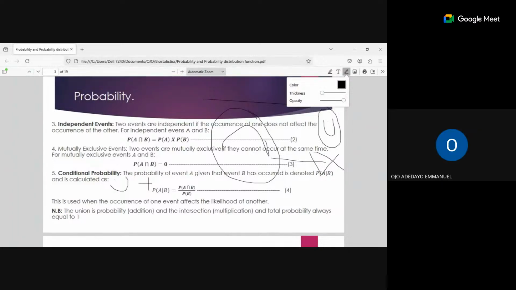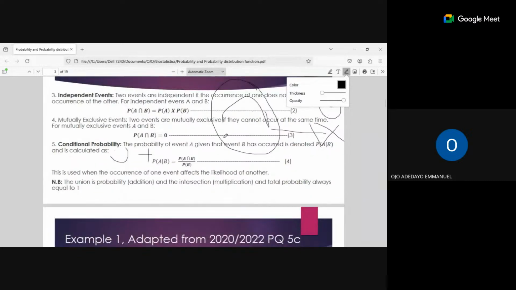So anytime you hear the word union, they are referring to what in mathematics? Addition. So it is very, very important.